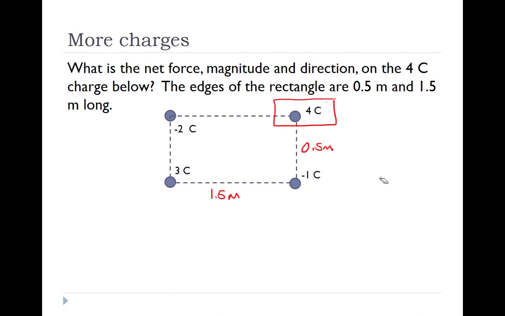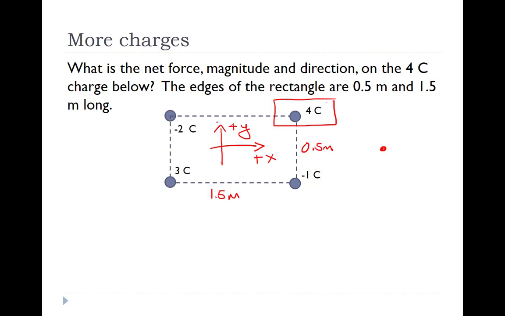So I'm going to start by looking at the forces on the 4 coulomb charge, the directions of the forces on the 4 coulomb charge, due to each of the other 3 charges individually. And I'm going to think about opposites attract, likes repel. And the other thing I need is I need to establish a coordinate system. So I am going to use the standard coordinate system where positive x is going to be to the right and positive y will be upward.